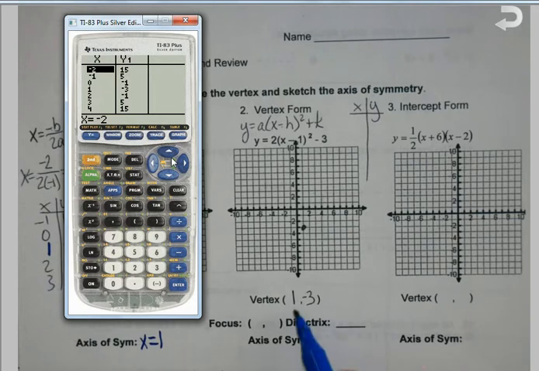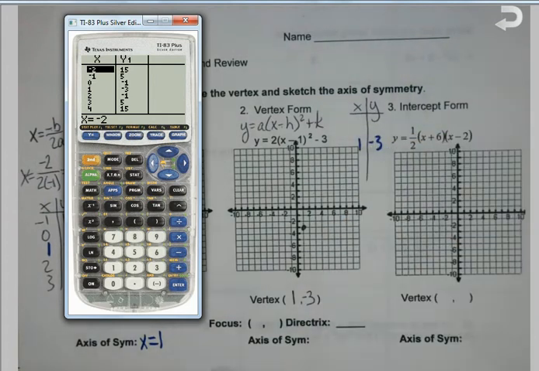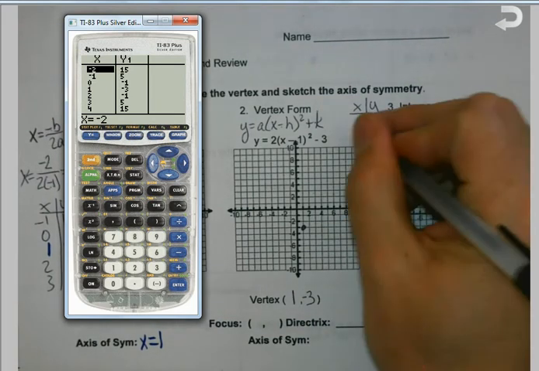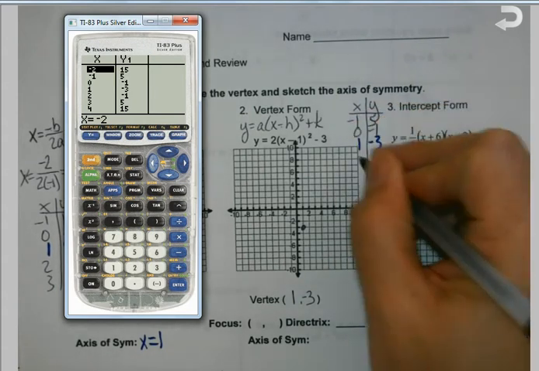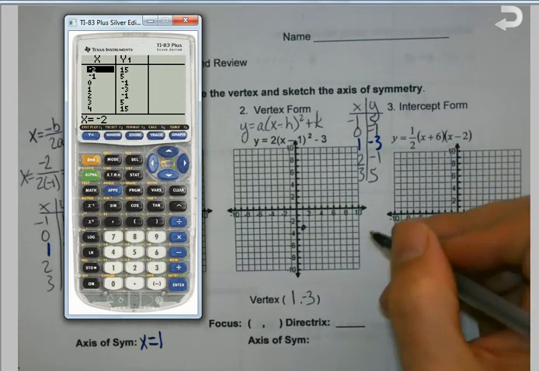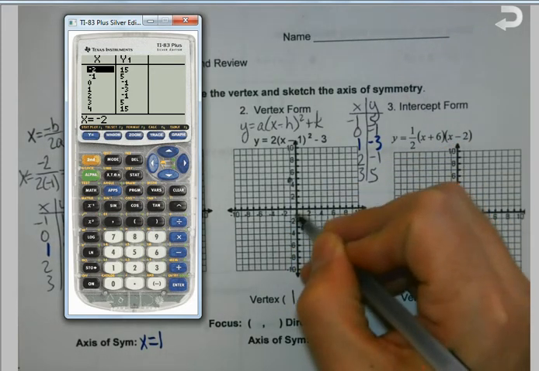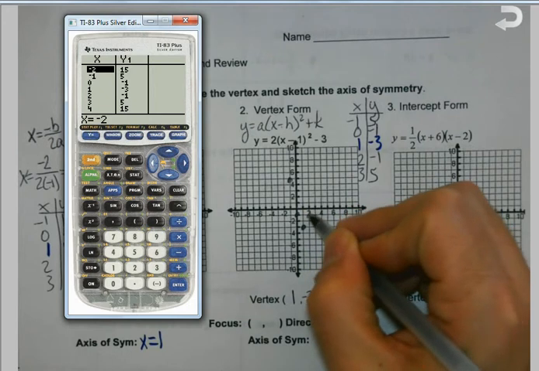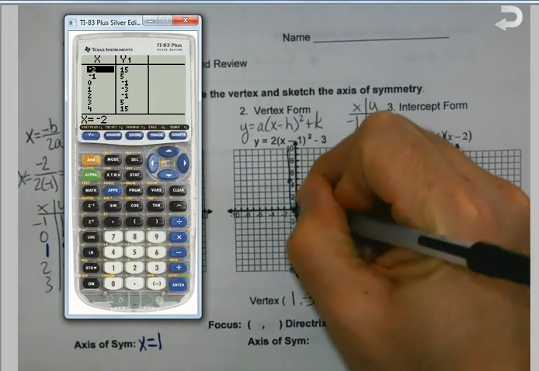And see, that's why I like calculating it first, because now when I see it over here, I'm like, oh, I did do it right. So 1, negative 3. Now let's jot my other points down. So 0, negative 1, negative 1, 5. Write my other values in here. And then we'll just plot those. So we'll get those dotted in. Perfect. Get my curve working.